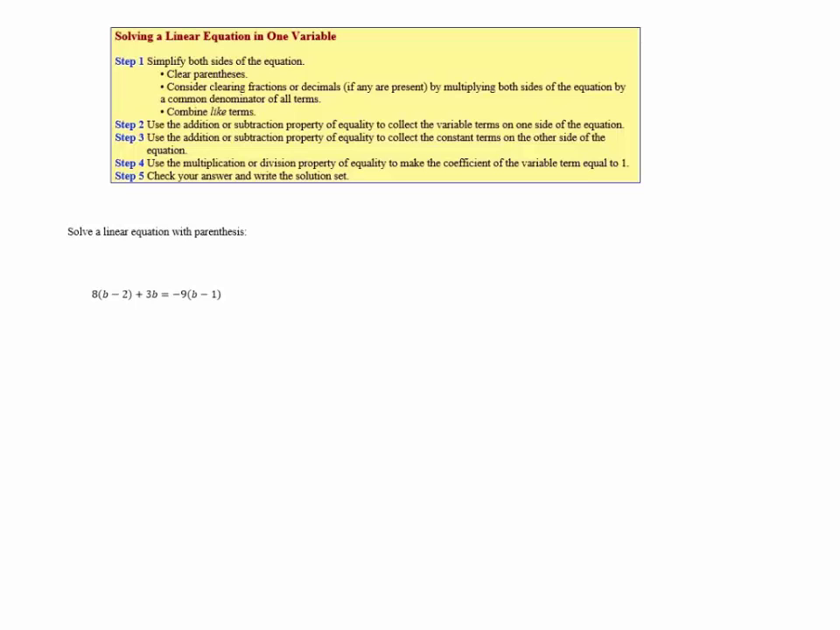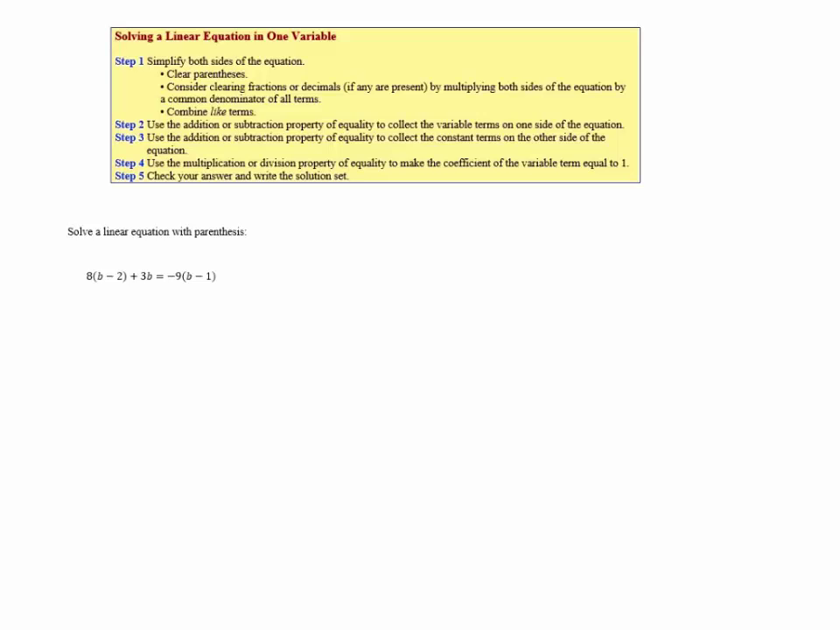Okay, here we want to solve a linear equation with parentheses. It's a good idea to go through these steps here. I'll let you read it. Pause the session and read this. Step number 1 is simplify both sides of the equation.